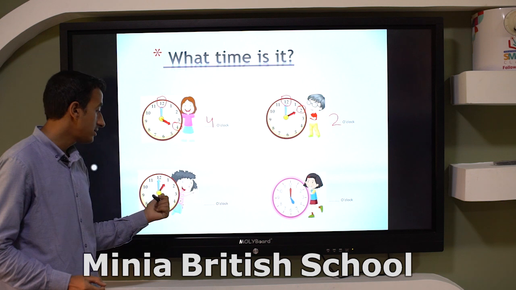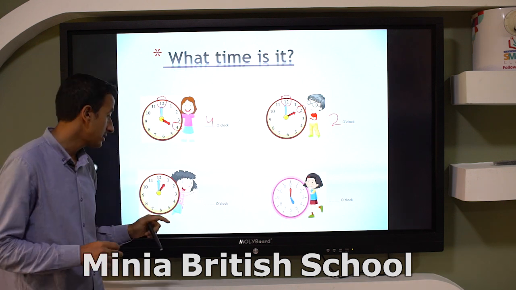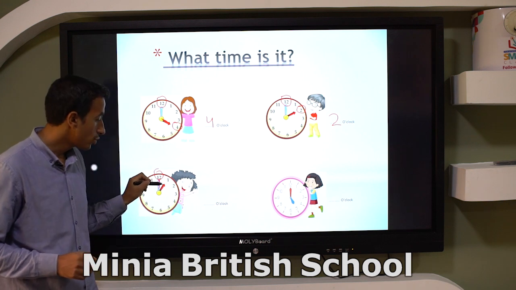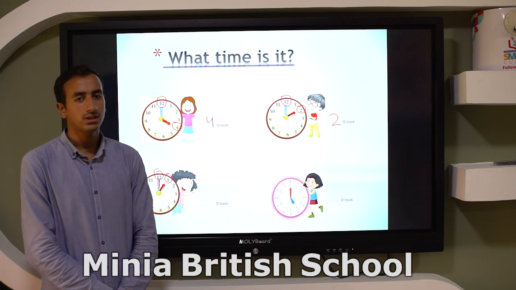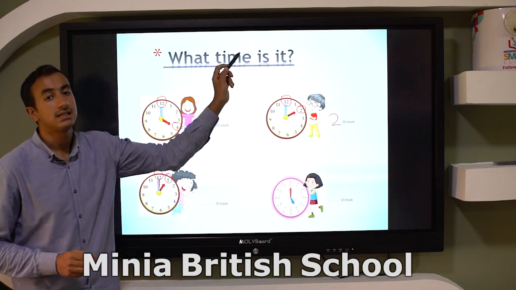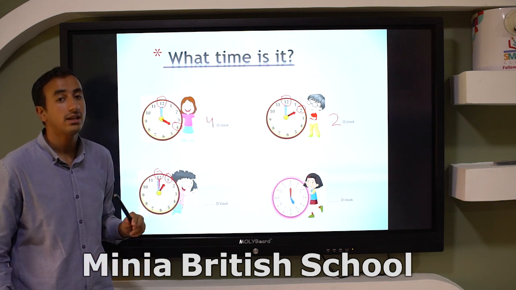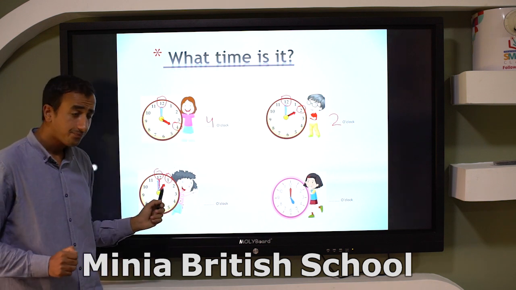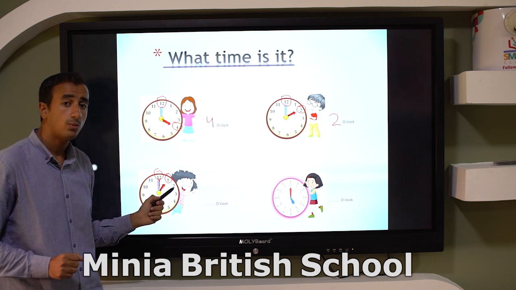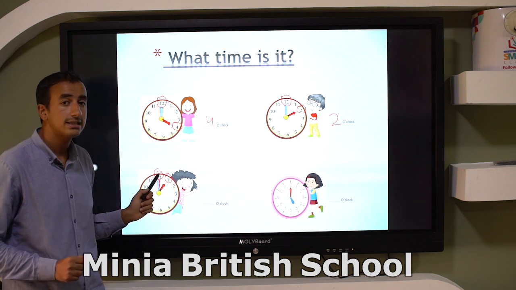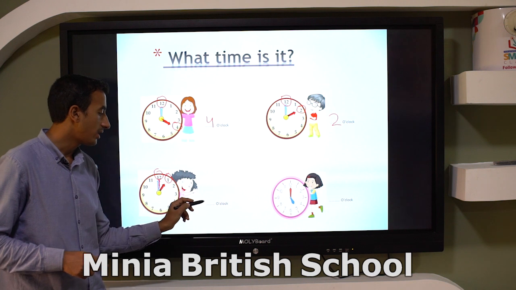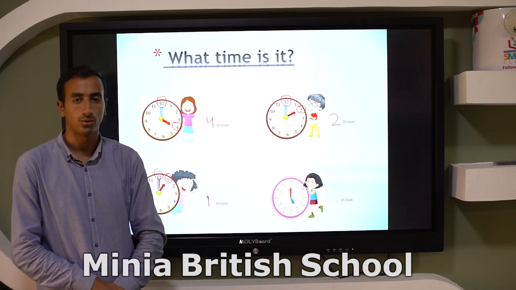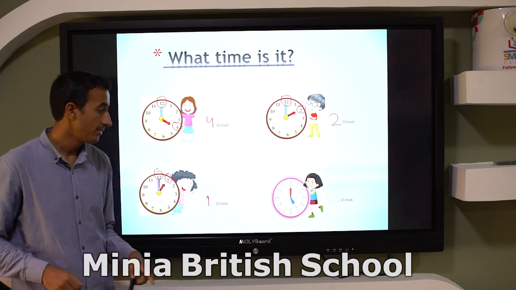You can check your answer for this. You can try this. Here we have the long hand at 12 and the short hand at 1. So what time is it? Don't forget to read the title carefully. Here we have the short hand at 1 and the long hand at 12. So we can say that it's 1 o'clock.